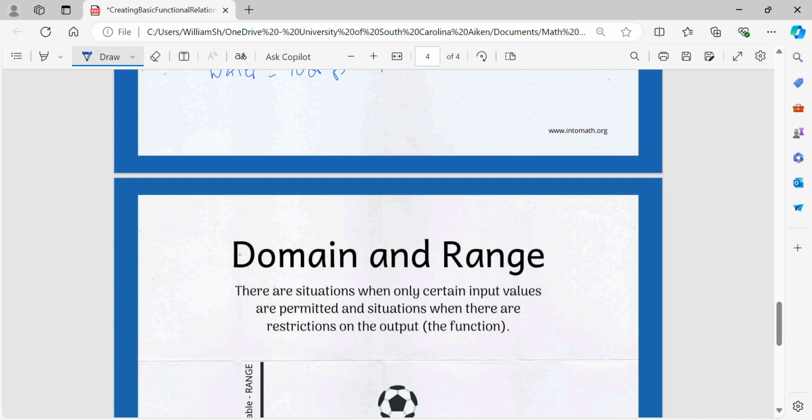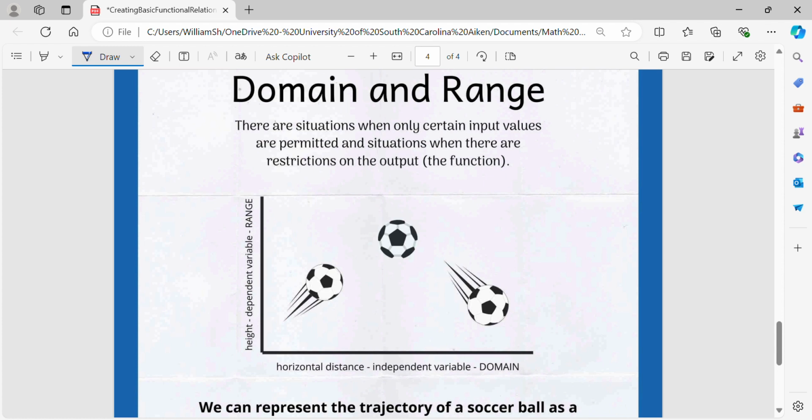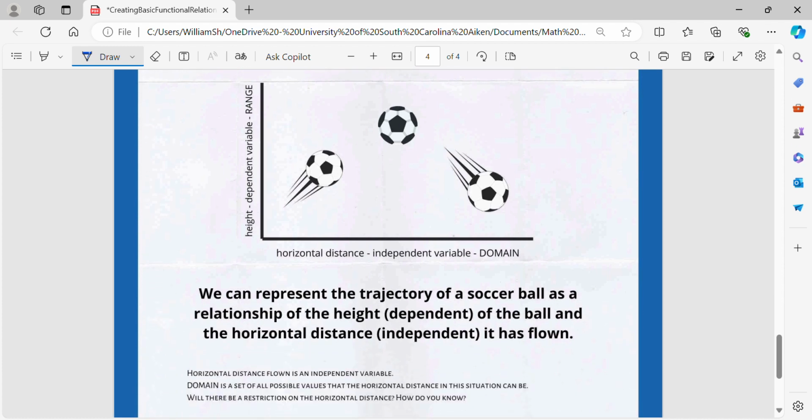So real life scenarios turning into real mathematical functions. Now let's think about one other aspect here, domain and range. There are situations when only certain input values can be permitted, and situations when there are restrictions on the output of the function itself. So let's think about something really simple, the game of soccer. We can represent the trajectory of a soccer ball as a relationship of the height, dependent, of the ball and the horizontal distance, independent, it has flown.